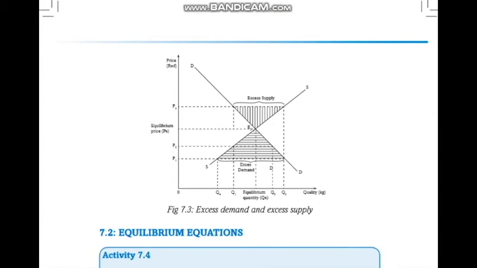This is an example based on the graph and based on the example that we have seen above. So we have a price, we have equilibrium price. So this is excess demand and excess supply.